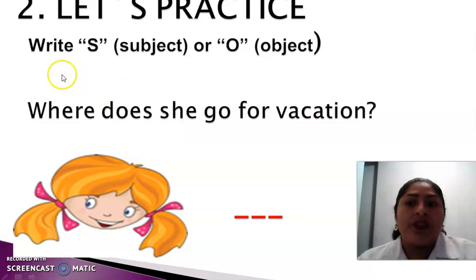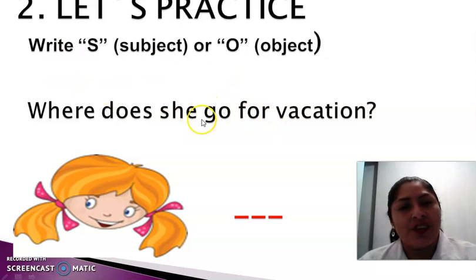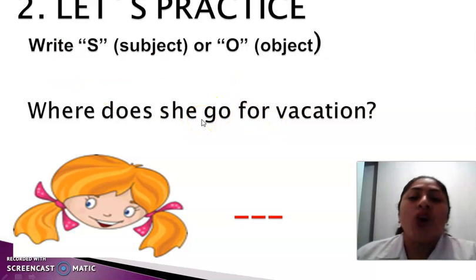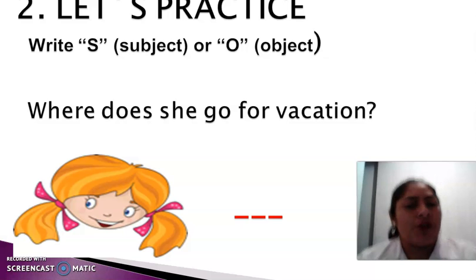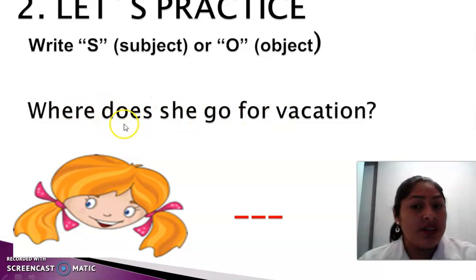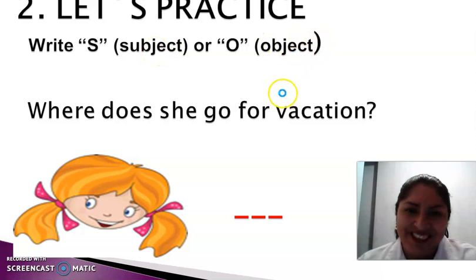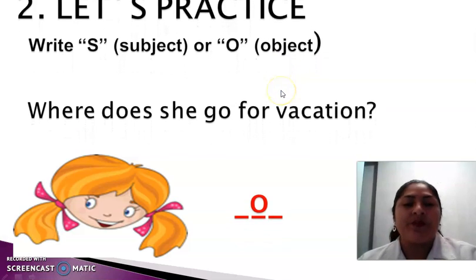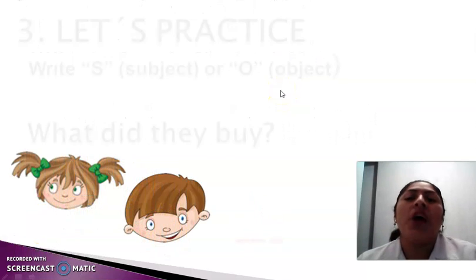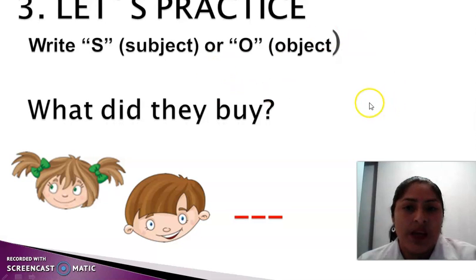Okay, let's practice. Number 2. Write S for subject or O for object. Where does she go for vacation? Is this question with an auxiliary? Yes, here there is the auxiliary. So it's not a subject question, it's an object question, right?